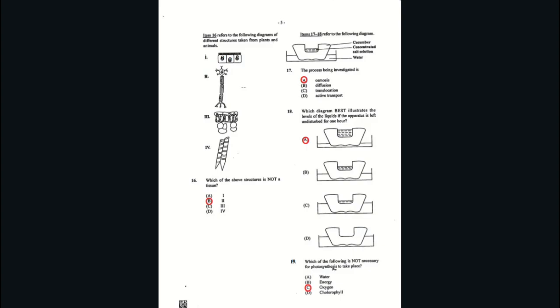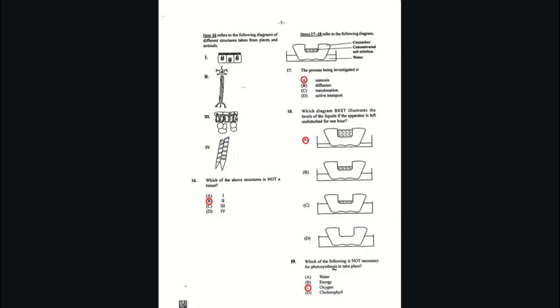Good. Anyways, let's move on to 17 and 18. So we have this diagram here. We have the cucumber, concentrated salt solution, and we have water. So the process being investigated is osmosis. How do we know that it is osmosis, right? Why wasn't it translocation? Why wasn't it active transport, right?